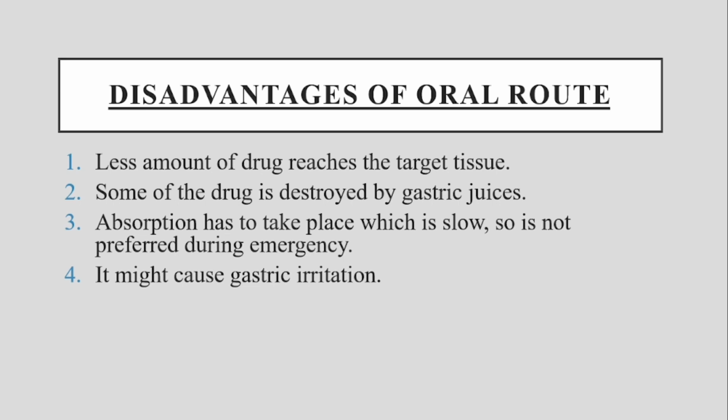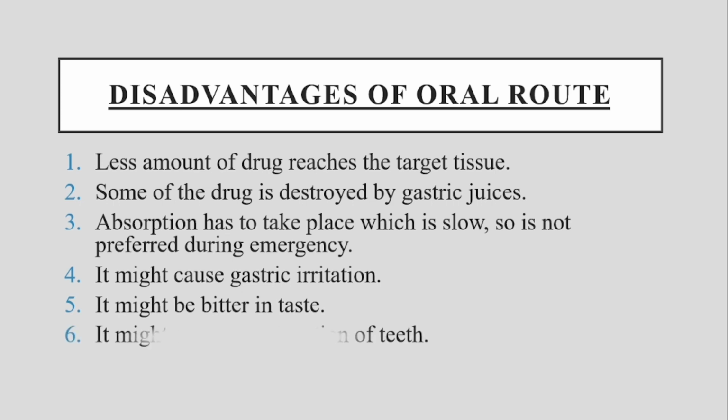This route might cause gastric irritation. The taste might be bitter. The drugs taken through the oral route of administration might cause discoloration of teeth. Like oral tablets can cause staining of the teeth. Tetracycline below 14 years of age can cause brown discoloration, so it is not advisable to take during pregnancy. And the most important disadvantage of oral route of administration is first pass effect.